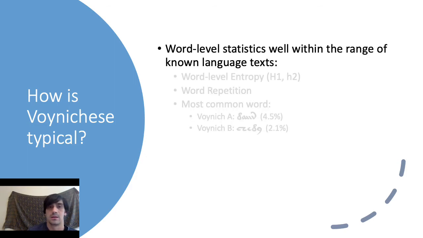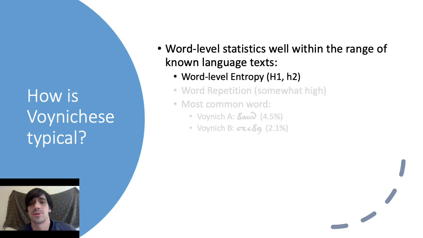However, if you look at the word level, you don't look at how things are spelled, but consider each word to be a separate entity. These statistics tend to look more like what we find in our sample of natural language texts. Voynich becomes much less of an outlier, and so these include things like word level entropy, both absolute unigram and bigram conditional entropy look like within the range we find in these other texts.